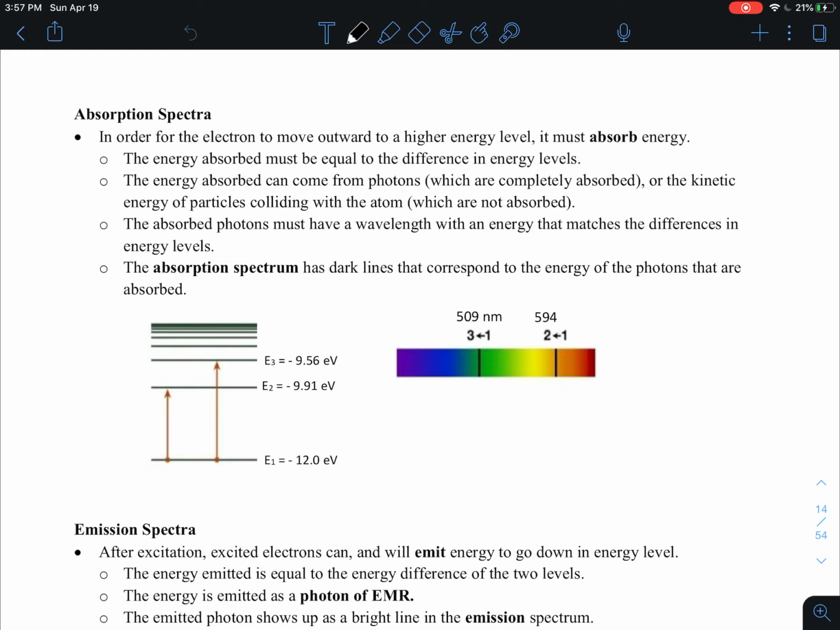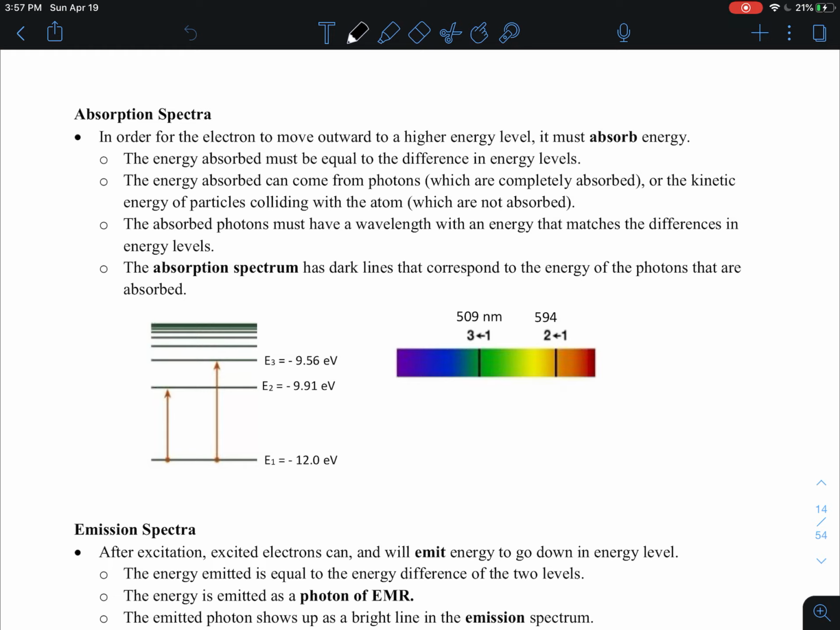Absorption spectra. So we talked about these absorption lines, and it says in order for an electron to move outwards to a higher level of energy, it must absorb energy. The energy absorbed must be equal to the difference of the energy levels. The energy absorbed comes from photons, which are completely absorbed, or kinetic energy, which is not completely absorbed. The absorbed photon must have a wavelength with the energy that matches the difference of energy levels, and the absorption spectrum has dark lines that correspond to the energy that is absorbed.